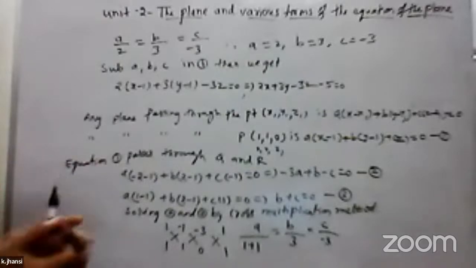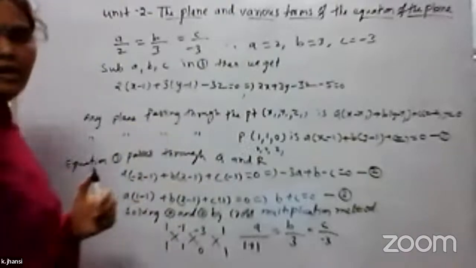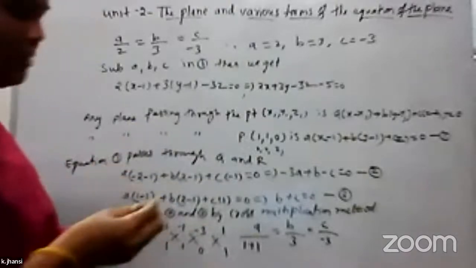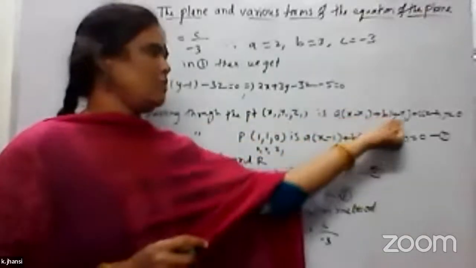So whenever 3 points are given, first you substitute that point in the equation of any plane with respect to a point, that is a into x minus x1, b into y minus y1, and so on.